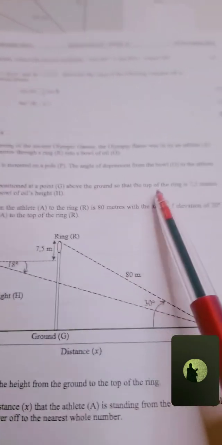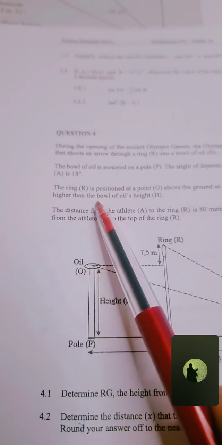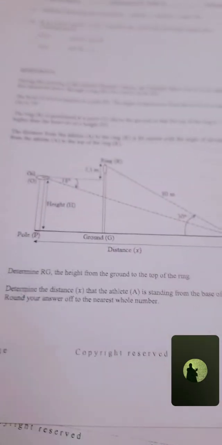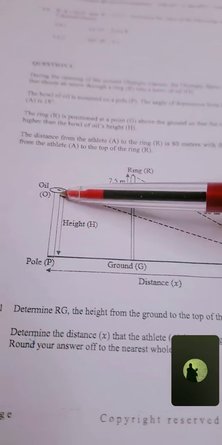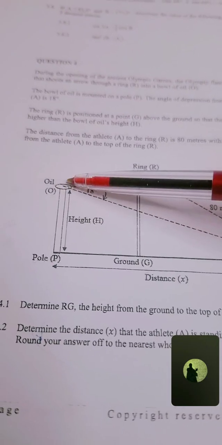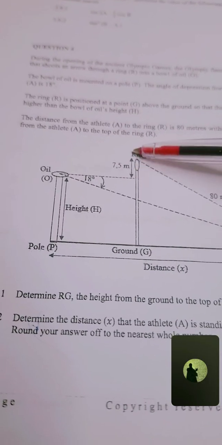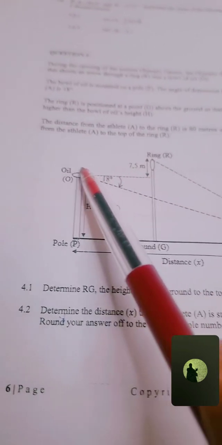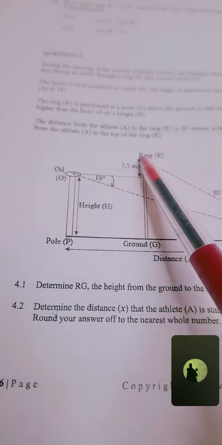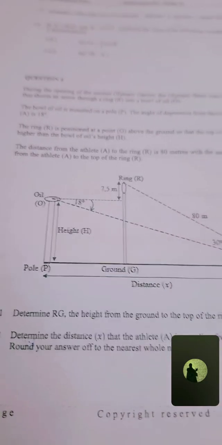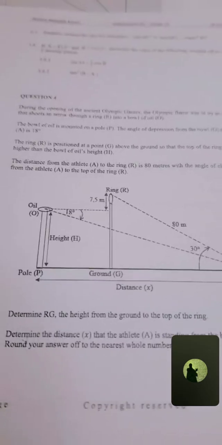So they are saying that the top of the ring is 7.5 meters higher than the bowl of oil's height. Okay. So there's the bowl of oil. The distance from the bowl of oil to the top of the ring is the 7.5 meters that you see there. So you can see that they've measured it from the horizontal of the bowl of oil to the top of the ring. Then the 7.5 is actually inserted there to indicate that. Are we good? All right.